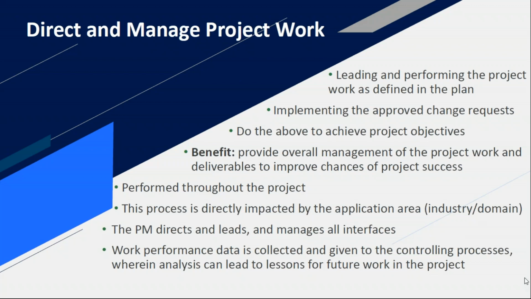Before I show you the diagram, and also, what is the key output of this process? This process, direct and manage, is about providing direction to the project staff. It's providing the management to the project staff to execute the work. And what happens as a result of execution is the question. And what is required for execution?